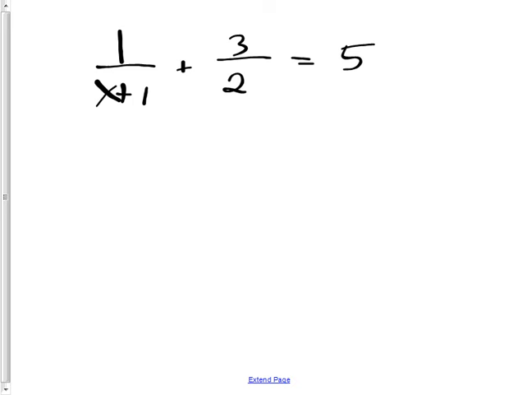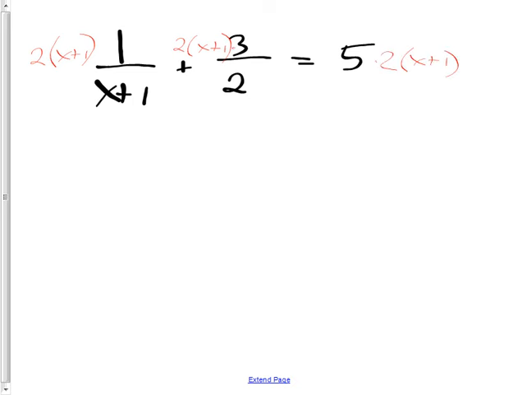Remember what to do. Good. So tell me how to start. Act like I don't know how to do it. Tell me how to do this. Good. Multiply everything by x plus 1 and 2. So I'm going to go 2x plus 1, 2x plus 1, 2x plus 1. And that's a multiply everywhere.